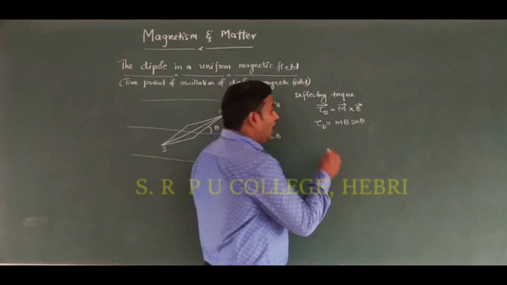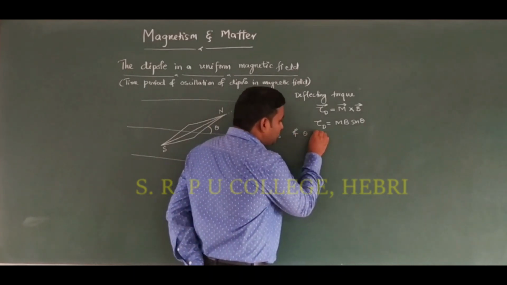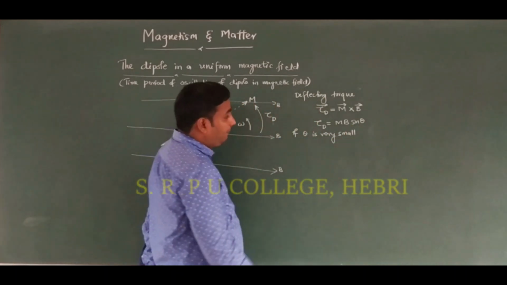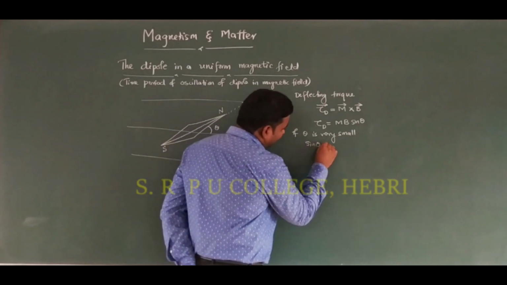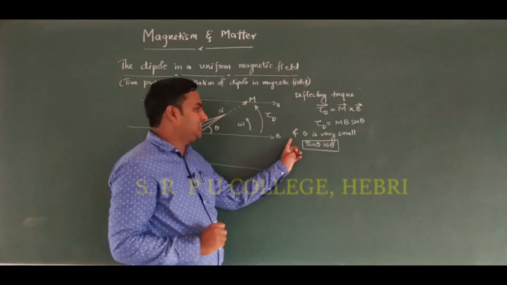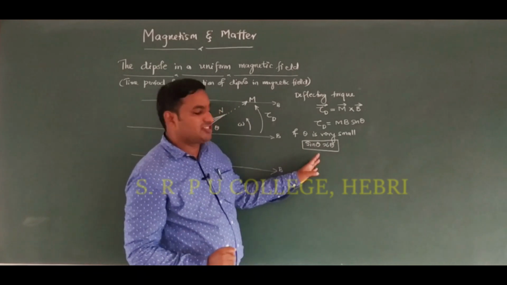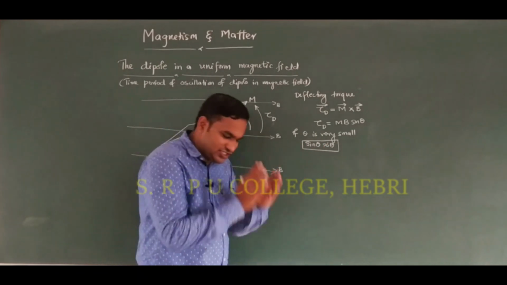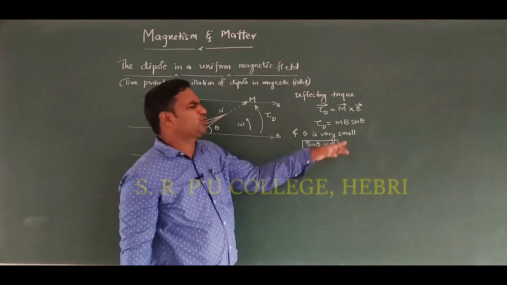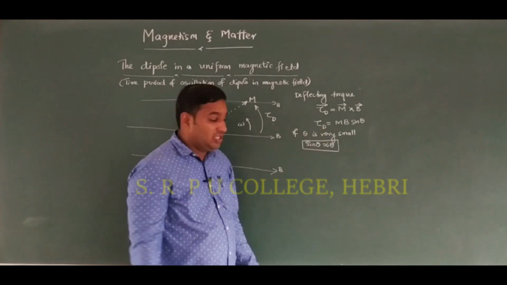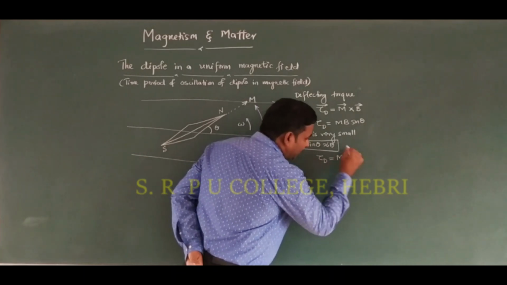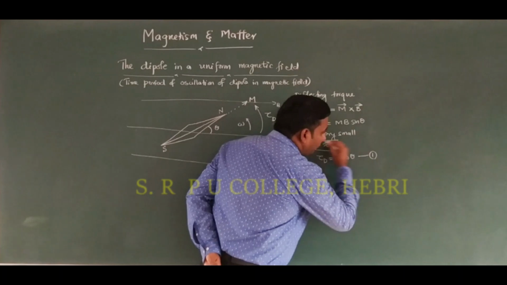mB sine theta. Again, if theta is very small, approximately we can take sine theta as approximately equal to theta. Keep this result in your mind. Sine 0 is equal to 0, and sine of a very small angle is very close to 0. Like that, sine theta is very close to theta. If theta is very small, then deflecting torque tau d becomes mB into theta. I call this equation number 1.